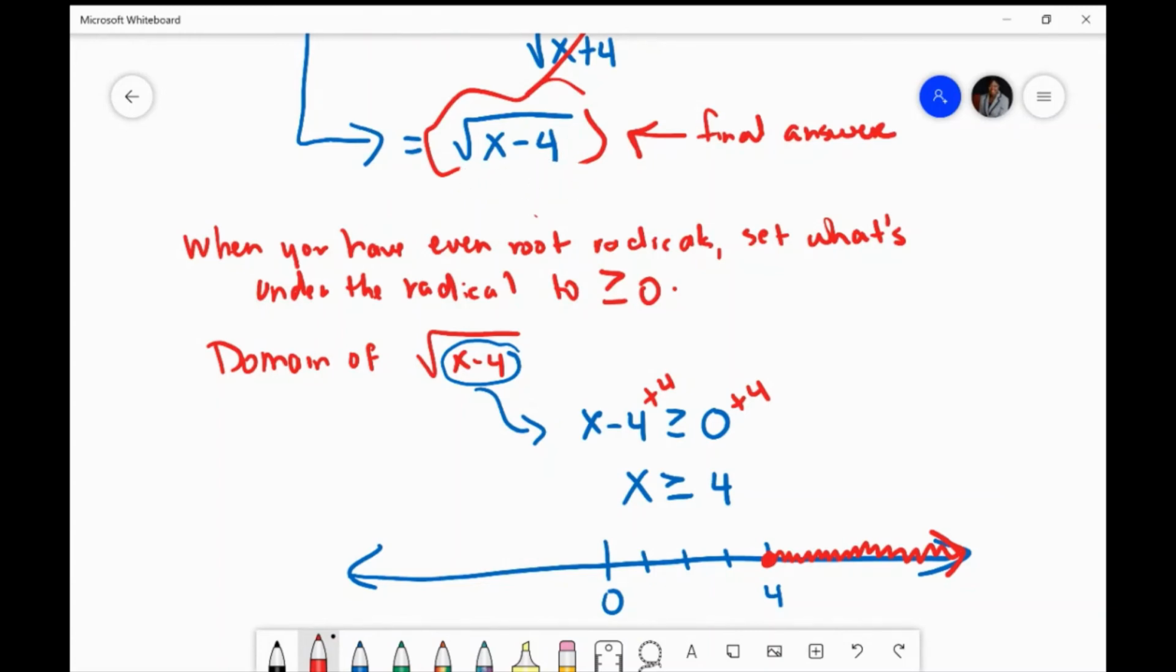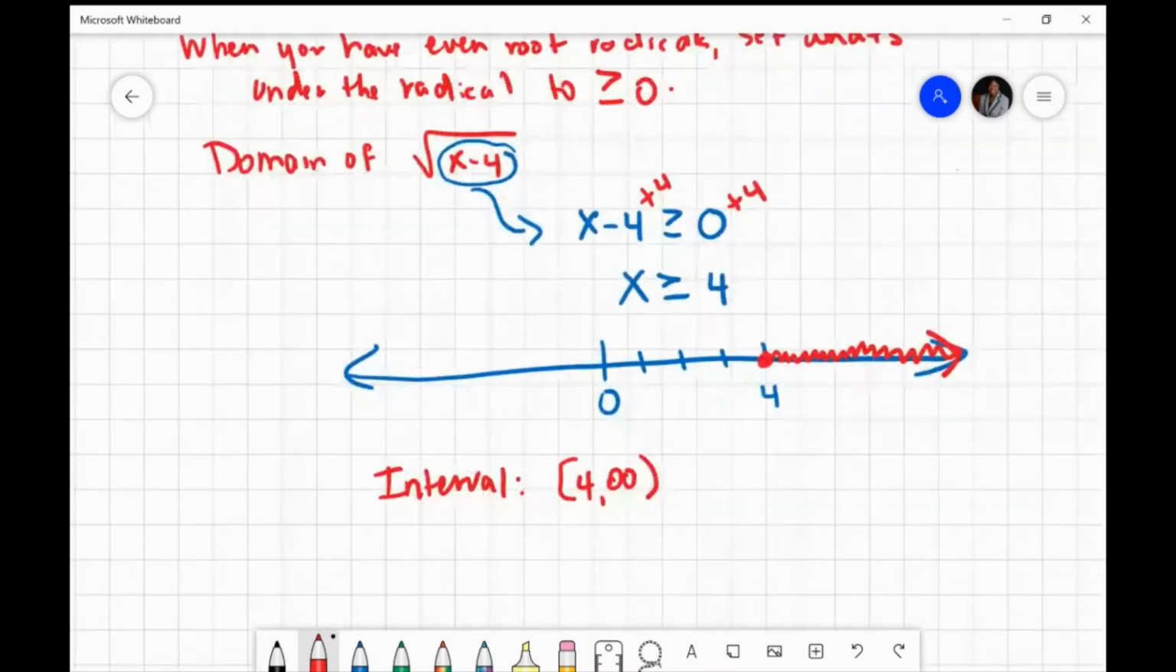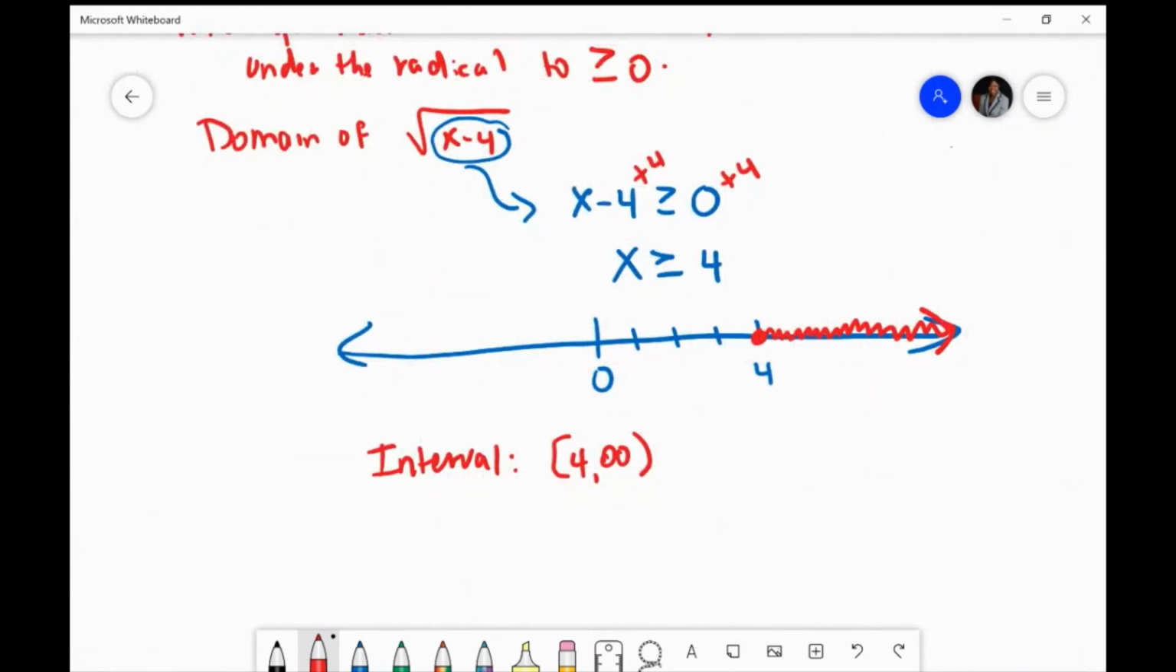You get what I'm saying? But if it was a radical in the denominator, then we would not want it to equal 4 here. It would have been a parenthesis 4 to infinity. So domain would be, and this is interval notation, like you said, bracket 4 to infinity.